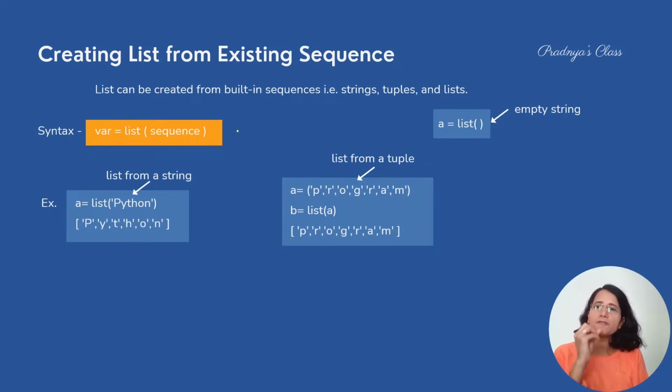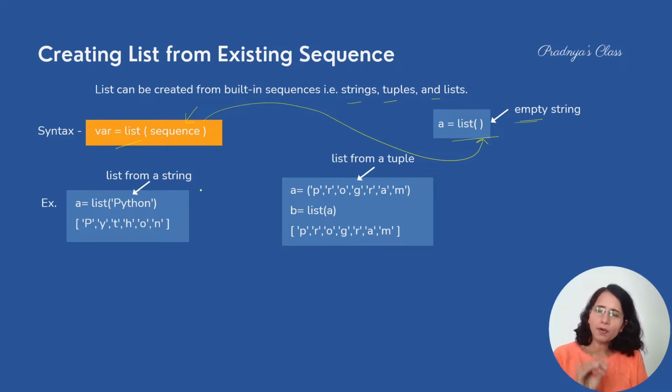We discussed the first way of creating a list by enclosing the elements in the square bracket. There is one more way to create the list using the list method. In this form of creation, we are creating a list from another sequence. The sequence can be a string, tuple, list, or any sequence type data. If we do not mention any sequence, in this case, we will get the empty list.